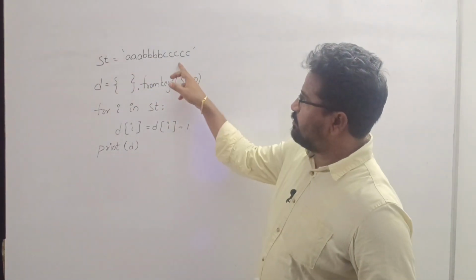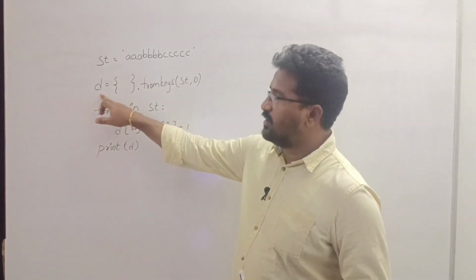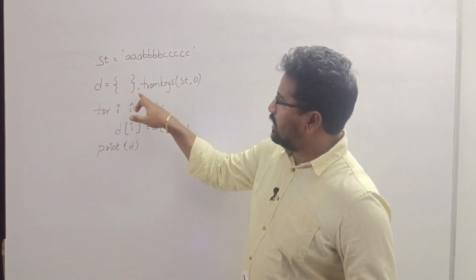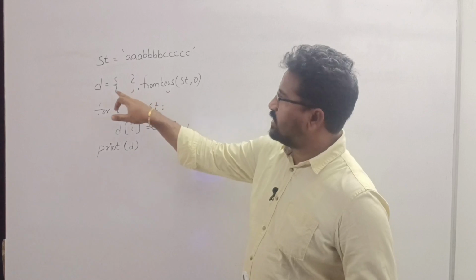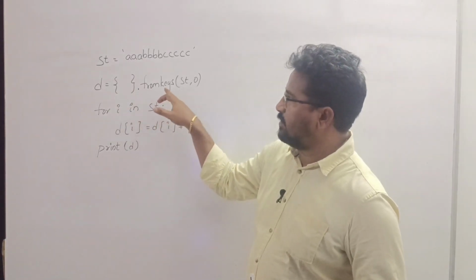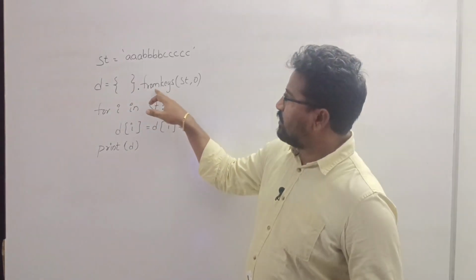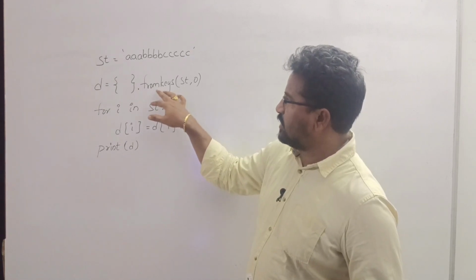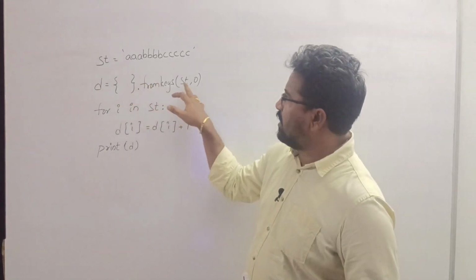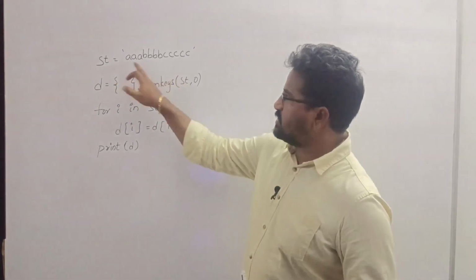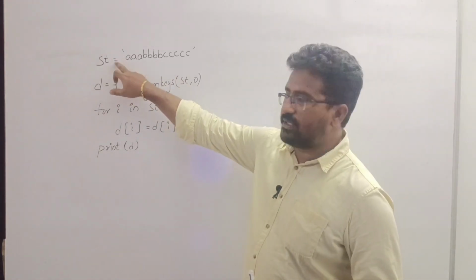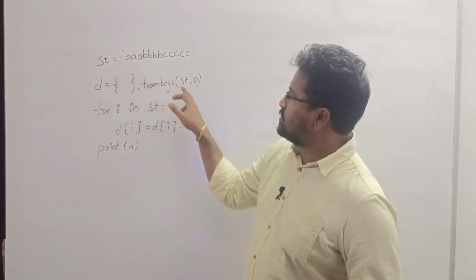So for that purpose I have taken an empty dictionary. In the dictionary I am using dot fromkeys. In a dictionary we have a function called the fromkeys function. The fromkeys function is used to create a dictionary with the help of another object. The other object may be a string, a list, a tuple, or a set. So what does it do?